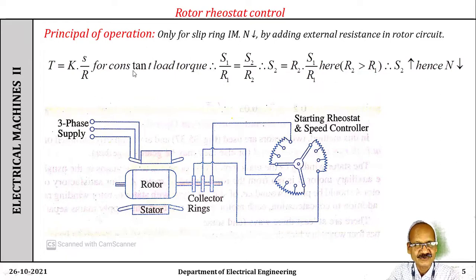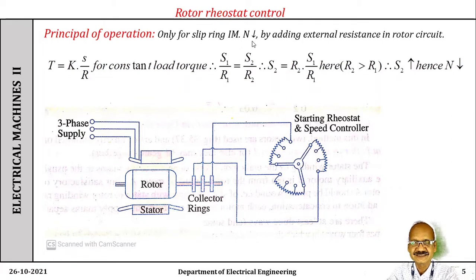So for a constant load torque, S1 upon R1 equals S2 upon R2. Therefore S2 equals R2 into S1 upon R1. Here R2 is greater than R1 because it is the resistance of the rotor after adding the external resistance. And therefore the slip increases, speed decreases. So in this way, by adding the external resistance in the rotor circuit, the torque increases. But no doubt here the speed falls.